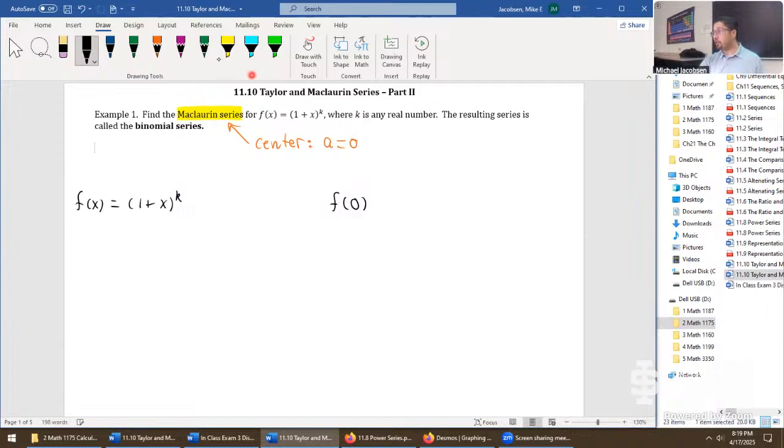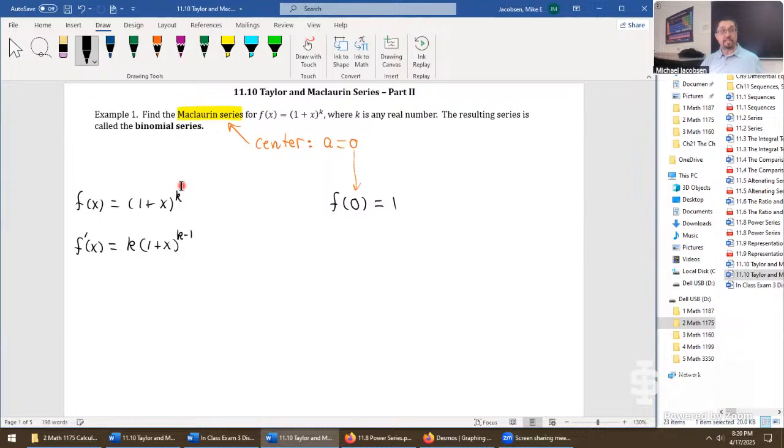Then f at the center 0. It's not so bad. Excuse me, x would go to 0. So this is 1 to a power k, which is just a 1. k is just a variable in this problem. We don't know its value other than it's a real number. So set x to 0 on the center, and that's our first row. Next row, we're doing derivatives. f prime of x says this k value is going to come down now as a coefficient. k times (1 plus x).